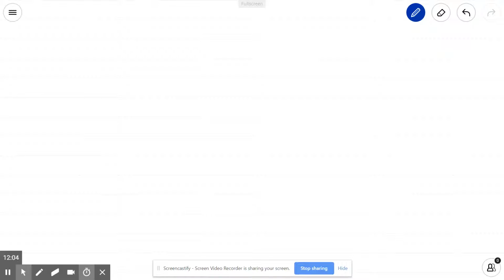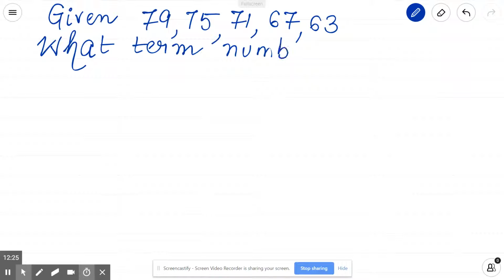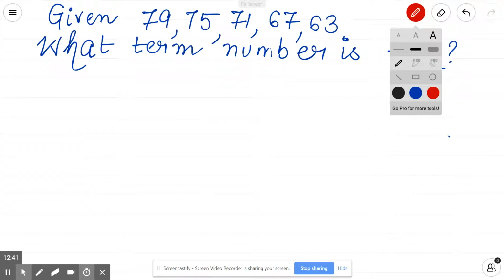And the example is going to be the same series that they are giving you. The series are 79, 75, 71, 67, and 63. They are saying what term number is negative 169. So this time they are basically tricking you. They are not giving you the term number, they are this time giving you the term actually. So let us identify what we have and what we don't.